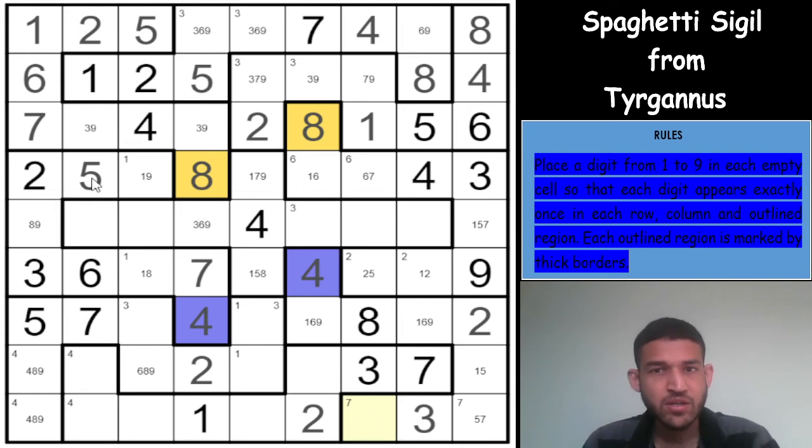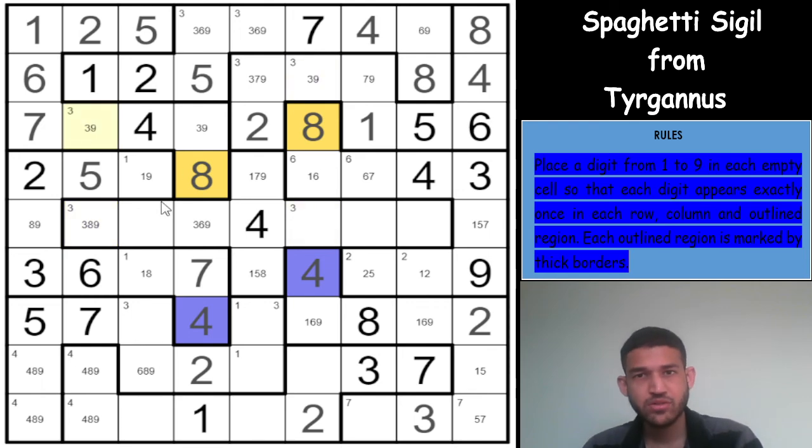Okay, let's look at this column. 1, 2, 5, 6, 7, so we need 3, 4, 8, 9. 3 cannot be in these two cells, so they become 4, 8, 9. This becomes 3, 8, 9, so 3 is in one of these two cells in column 2. So 3 is in either of these two cells or these two cells. Okay.